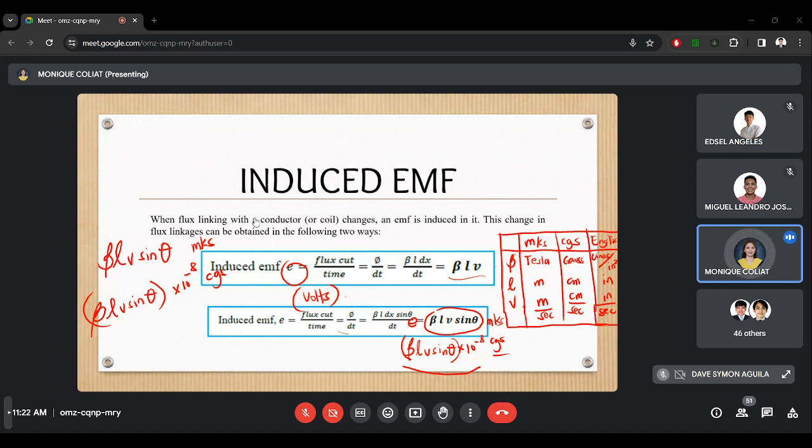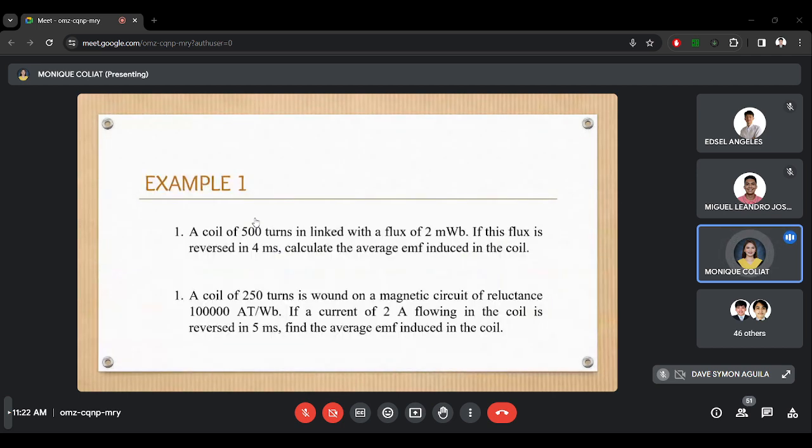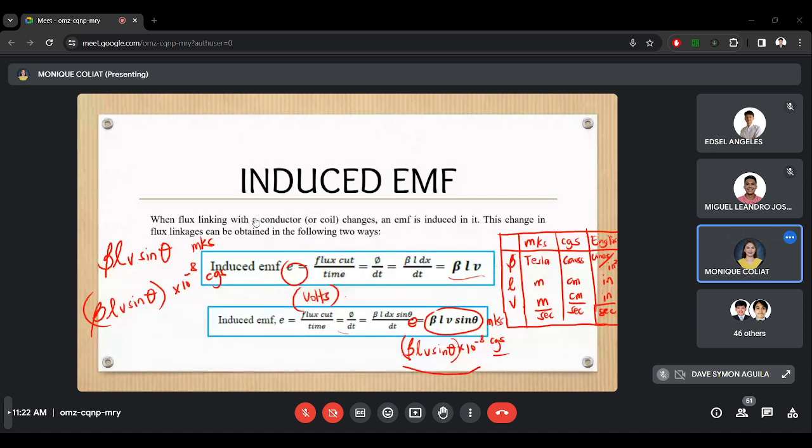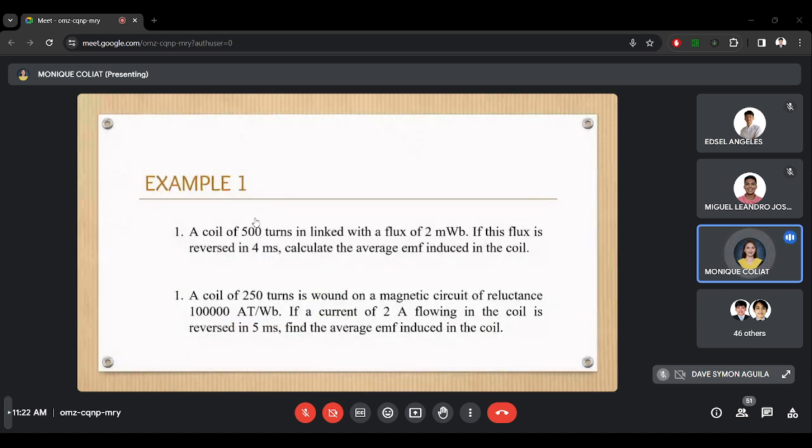Again, that is for voltage or induced EMF or induced electromotive force. Okay. Example number 1.